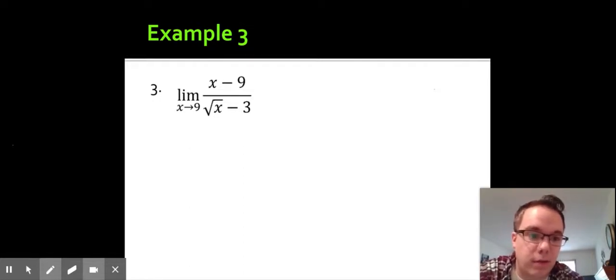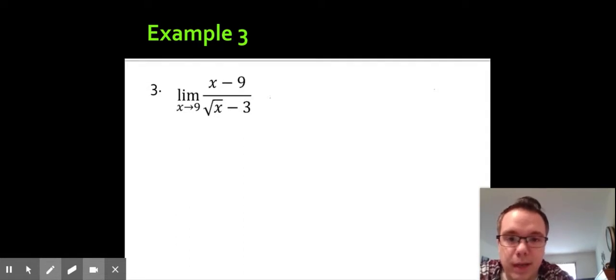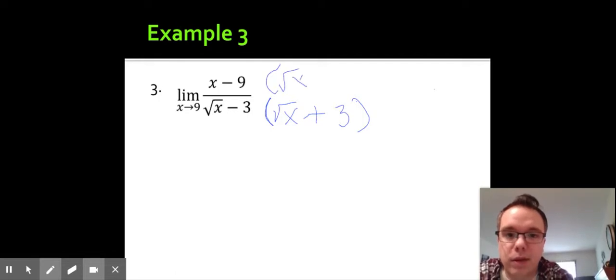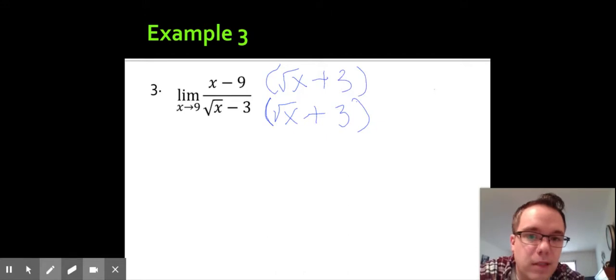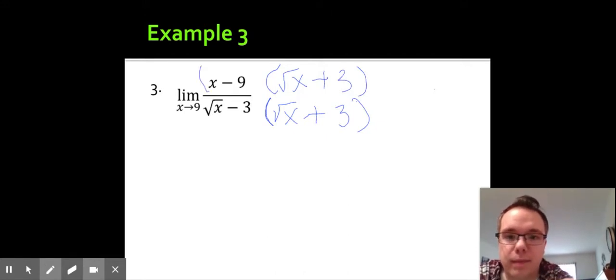So I do have to do some work before I can actually take this limit, because remember, we can't have a 0 on the bottom. So I'm going to multiply by the conjugate of the part with the radical, which is our bottom. So the conjugate of the square root of x minus 3 is the square root of x plus 3. Remember, I have to multiply it on top and bottom so that I'm really just multiplying by the greatest number ever, which is 1, which doesn't change anything.